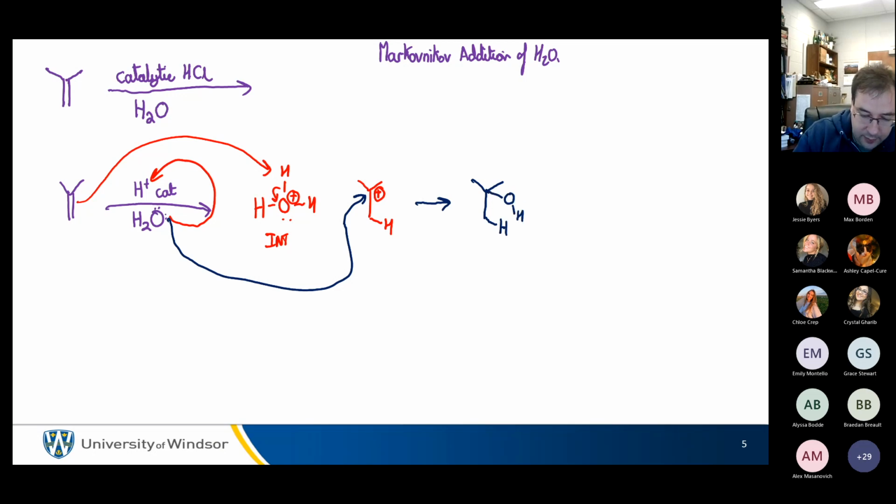So we do that, and we get that. Is that stable? It's definitely better than a carbocation, right? Because now we've gone from a C plus not full octet to an O plus full octet. This is good.